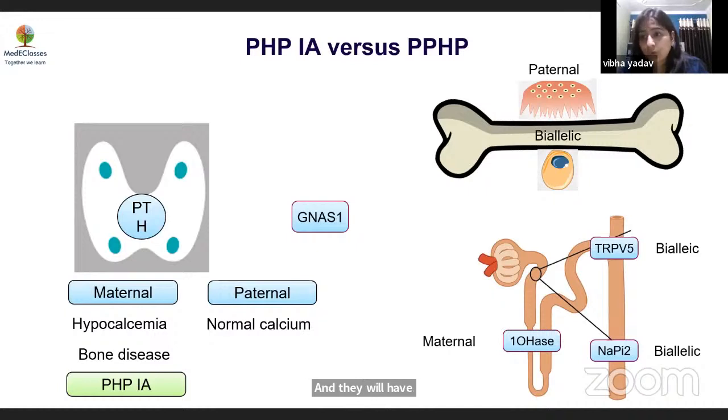As I already told you, the calcium absorption is controlled by both the mother and the father. So if one gene is affected, the other gene will take care of the calcium in PPHP. So they will have normal calcium and they will only present with bony manifestations in the form of AHO.